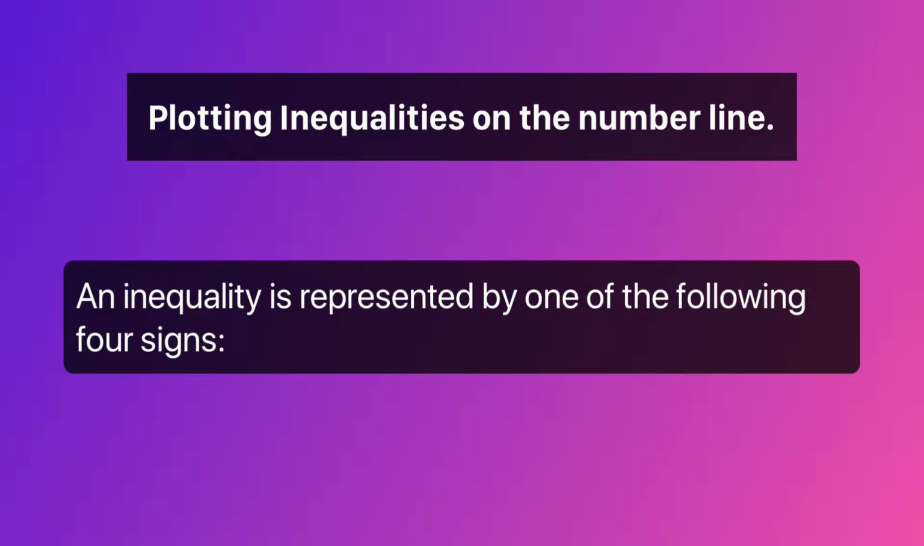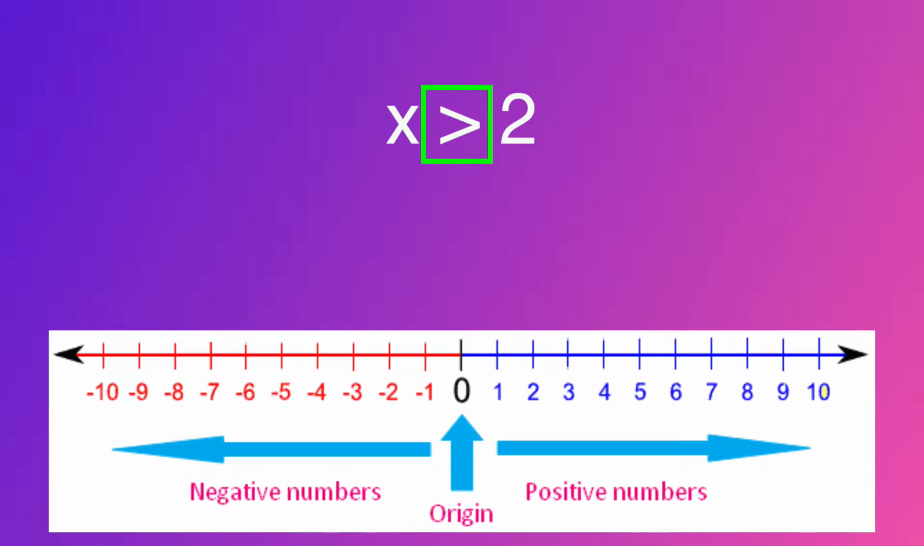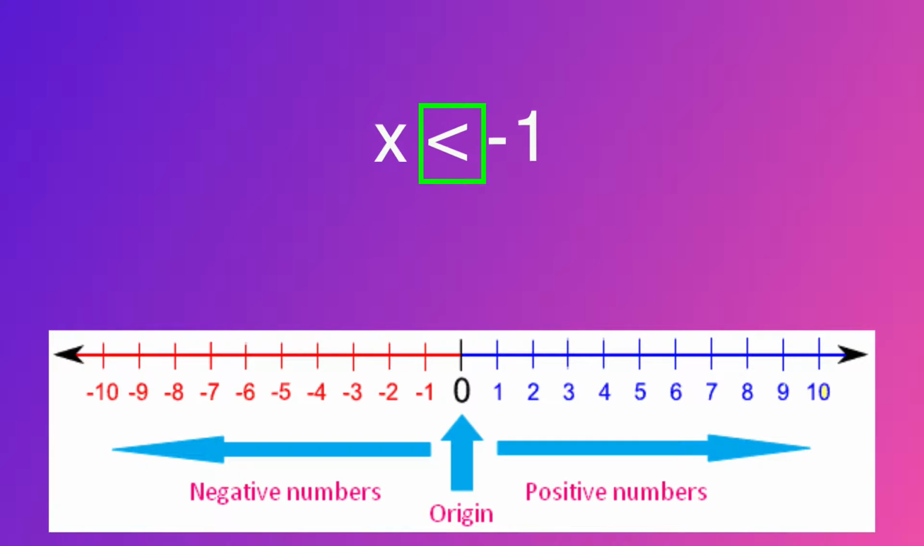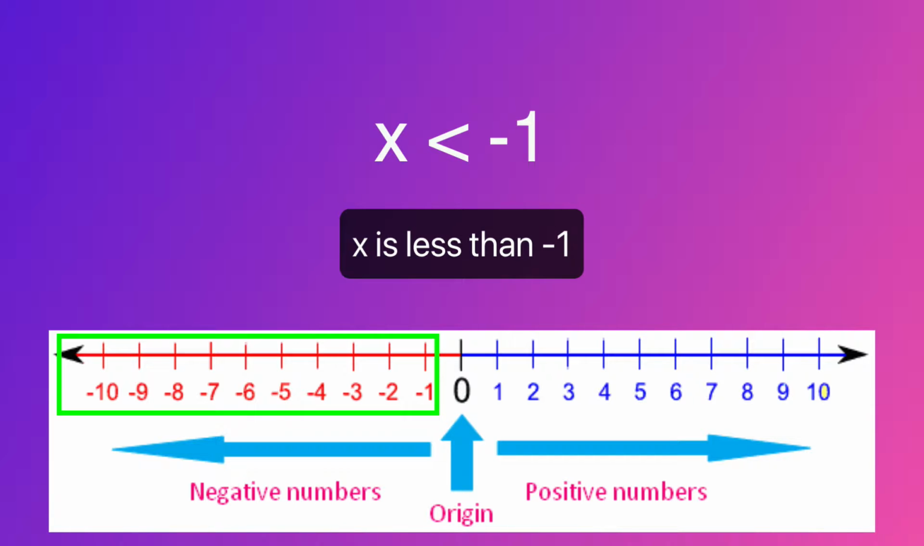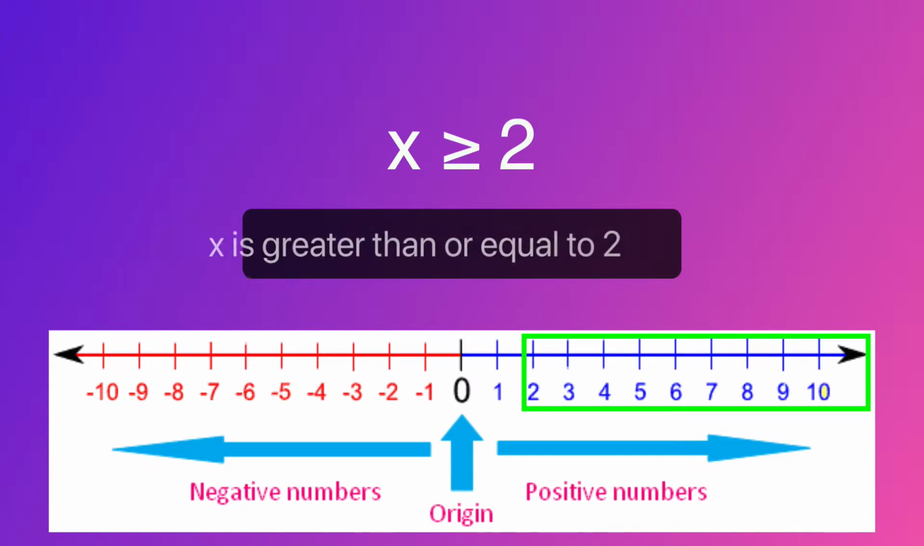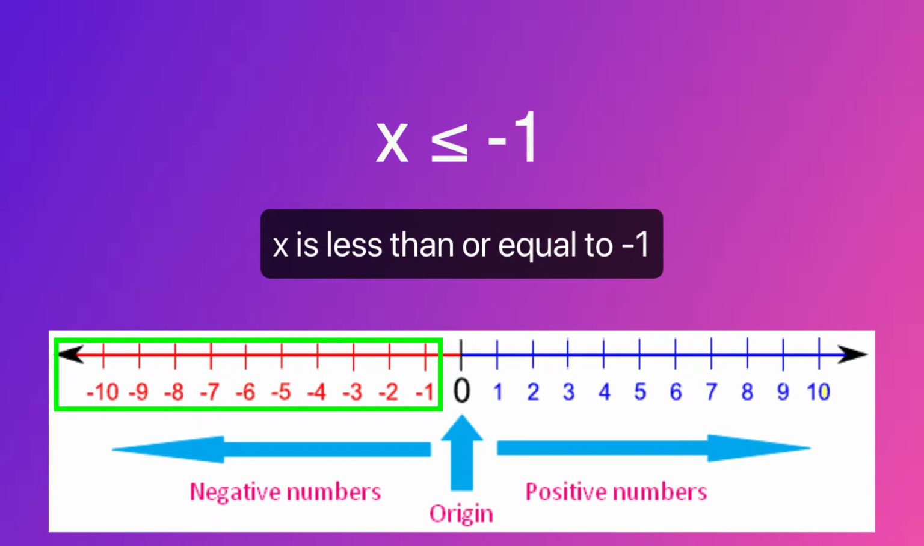An inequality is represented by one of the following four signs. This symbol means greater than. X is greater than 2. This symbol means less than. X is less than -1. This symbol means greater than or equal to. X is greater than or equal to 2. This symbol means less than or equal to. X is less than or equal to -1.